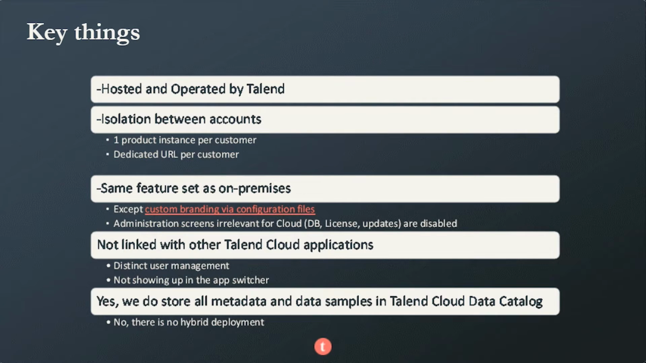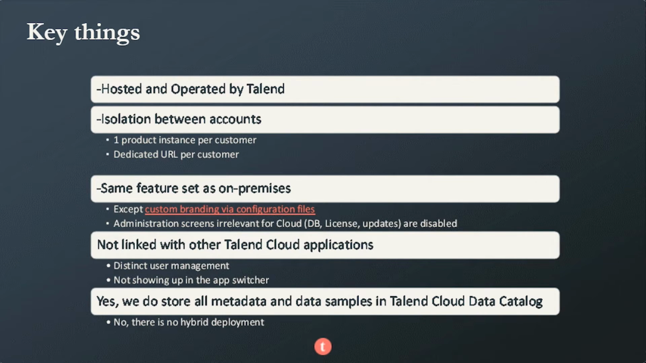The other thing to note is that currently, Talend Cloud Data Catalog is not linked to any of the other Talend Cloud applications. So if you're going into the cloud and accessing data prep or data stewardship or any of the other cloud applications, you're not able to use the pull down and go into catalog. You'll have to go into catalog as you do today for on-prem, but it will have its own URL. So it is that separate user management, and it's not going to show up in that app switcher or drop down.